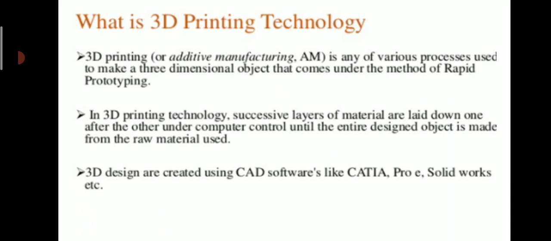3D designs are created using CAD software like CATIA, Pro E, SolidWorks, etc. So, in 3D printing technology, we can use such types of software like CATIA, Pro E, SolidWorks for designing a 3D model, and after that it is fed to the 3D printer.